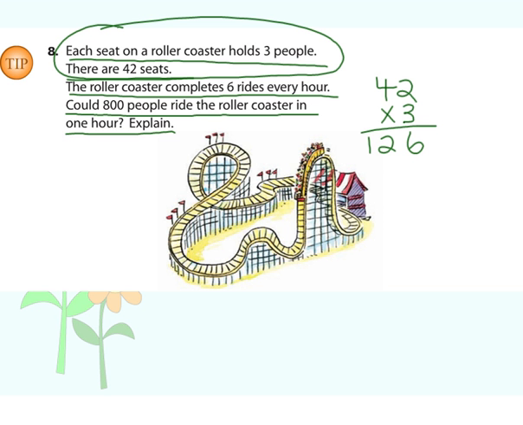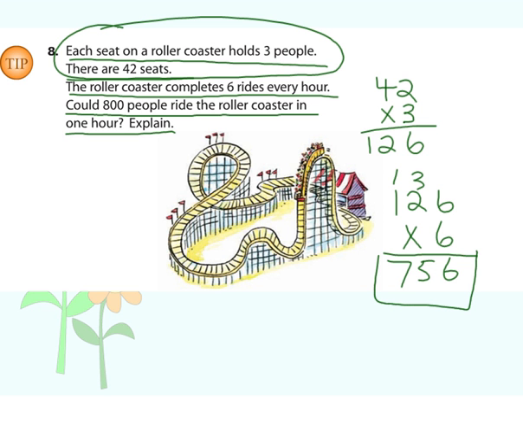Ooh. So if it's full, 126 people each time it goes, times 6 times in an hour, we have to figure out how many people can go in 1 hour. 6 times 6 is 36. 2 times 6 is 12. Add on the 3, 12, 13, 14, 15. 1 times 6 is 6, plus 1 more is 7. 756 people can ride it every hour.